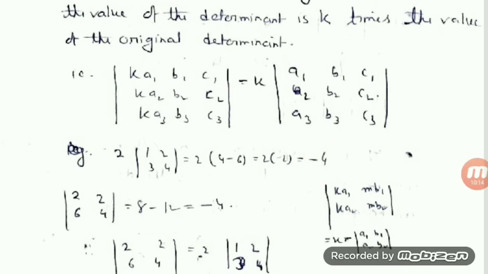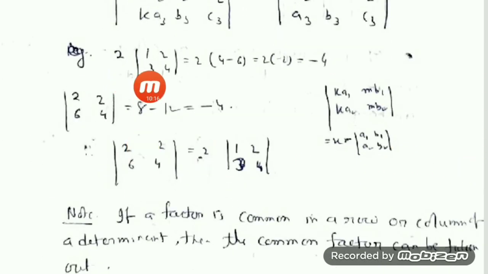So what we can say? That the value of this one, that is 2, 2, 6, 4, is 2 times the 1, 2, 3, 4. Here I'm writing one more result. If the first column has k common and the second column has m common, then from the first column we can take common k, and from the second column we can take common m, and what is left is a1, a2, b1, b2, like this.